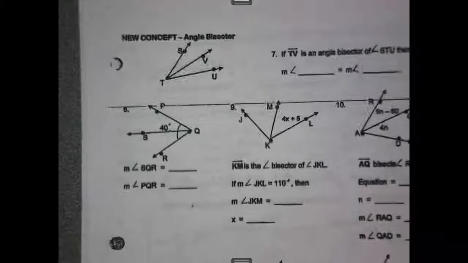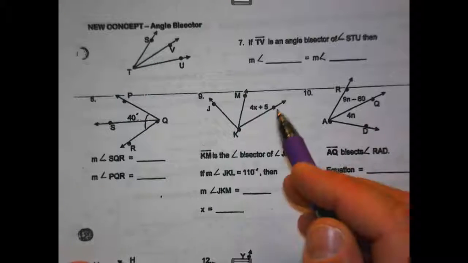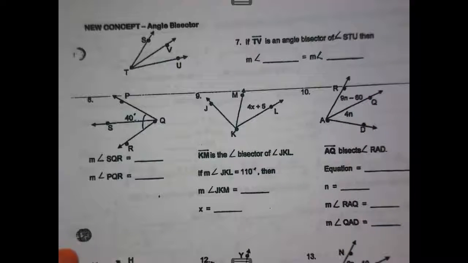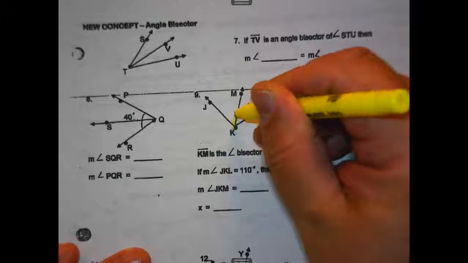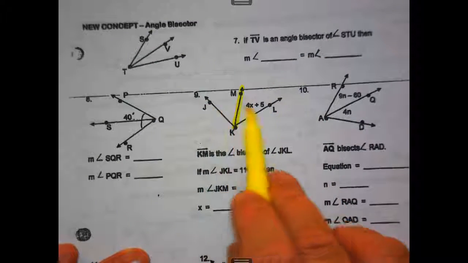So we're going to do a couple of examples. Again, we're going to either set them equal to each other, or we're going to add them and set it equal to the big angle. Now, KM here is our angle bisector. Number 9. KM is our angle bisector. So it splits this big angle into equal parts.